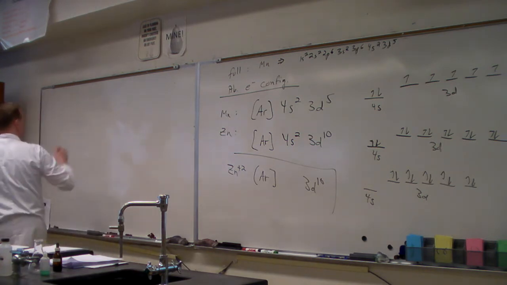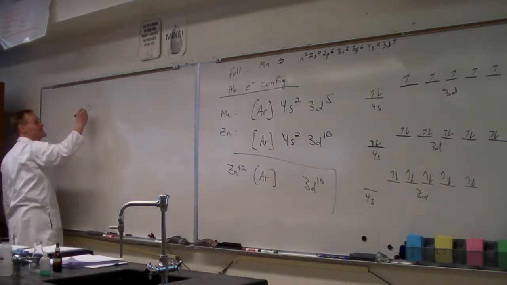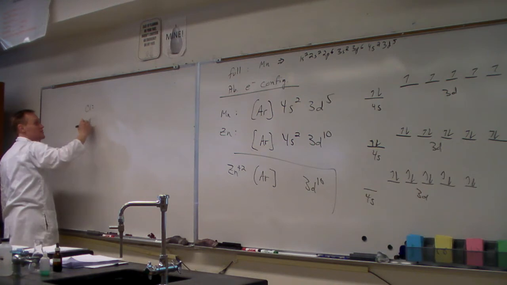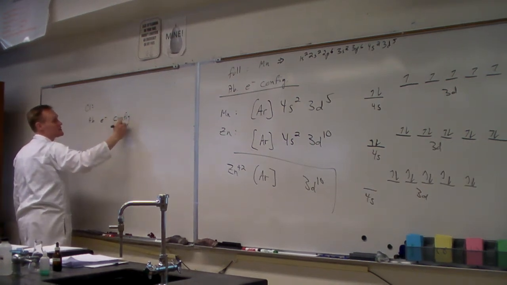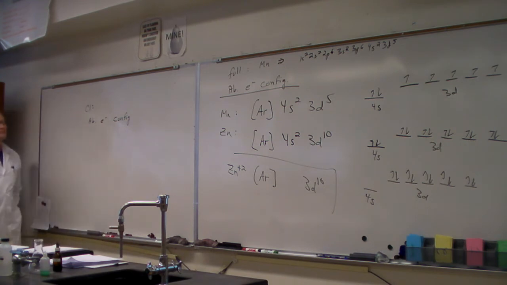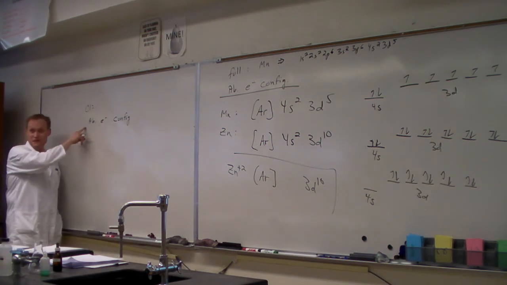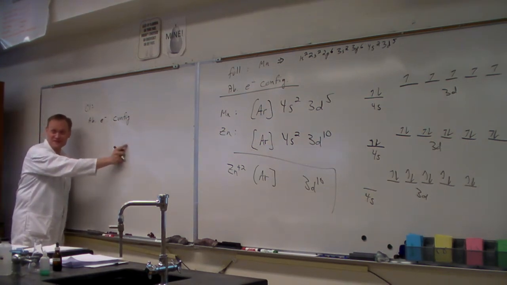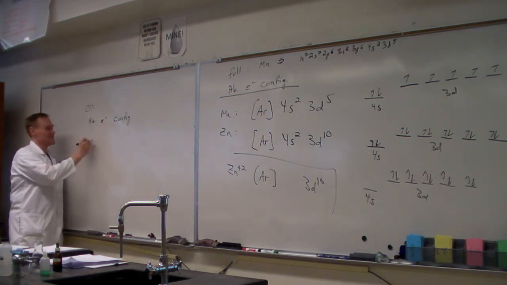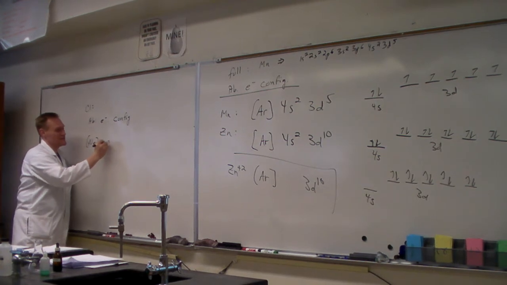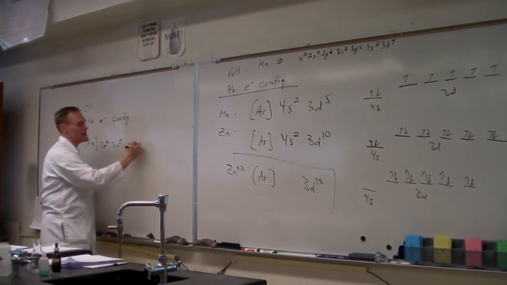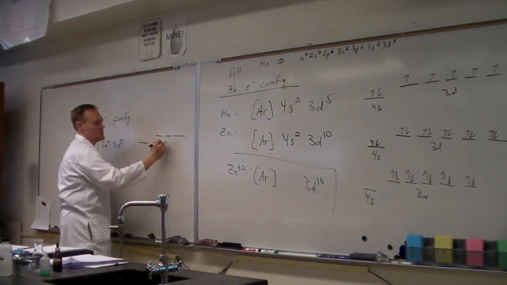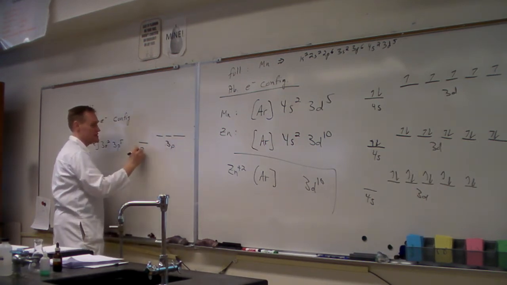What's the abbreviated electron configuration for chlorine? Neon 3s2 3p5. And then the orbital diagram. P orbitals end up having 3 lines.